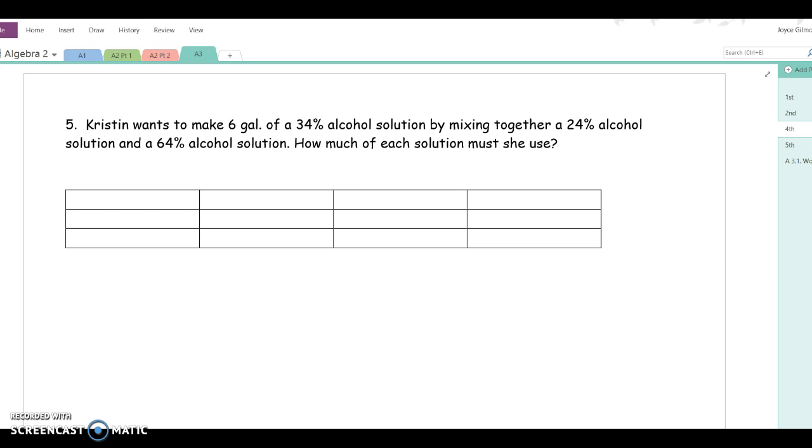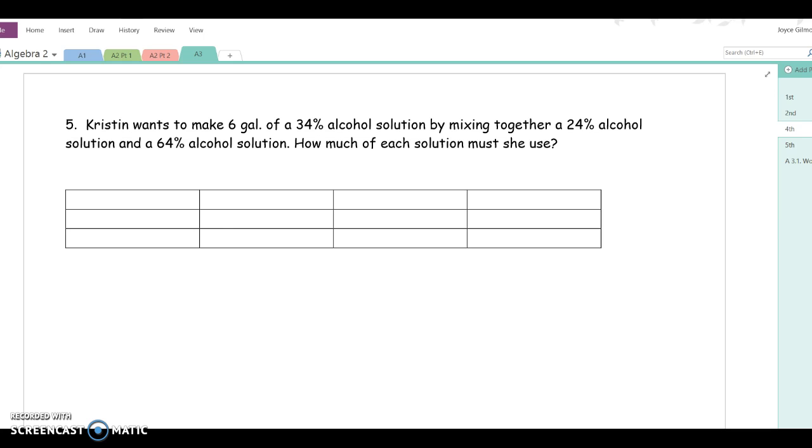Okay? All right. Kristen wants to make 6 gallons of 34% alcohol solution by mixing together a 24% alcohol solution and a 64% alcohol solution. How much of each solution must she use?